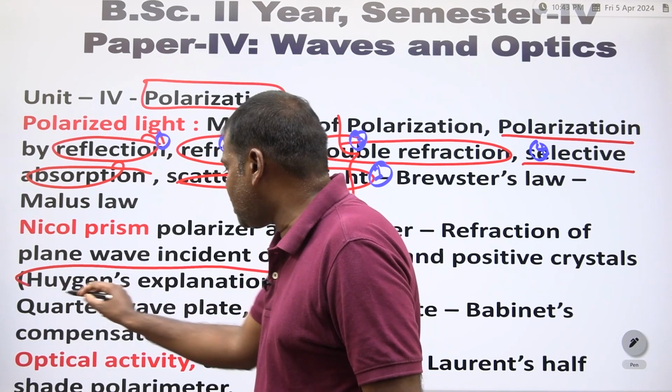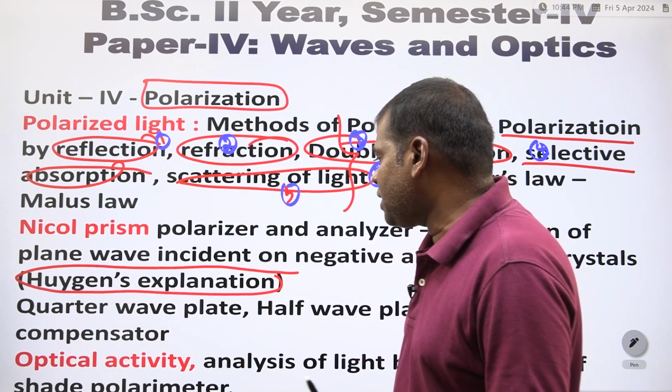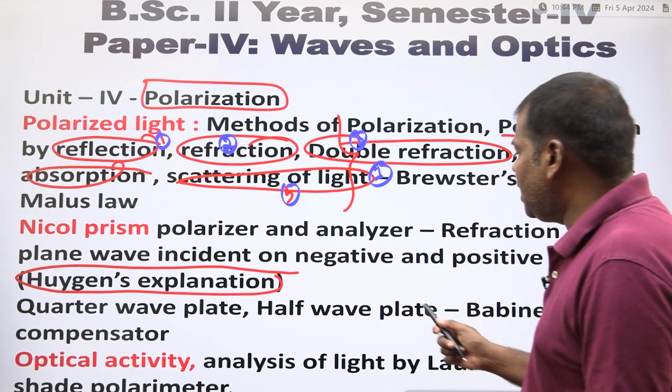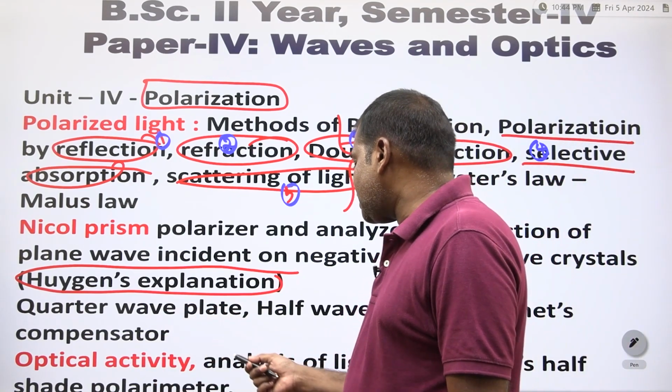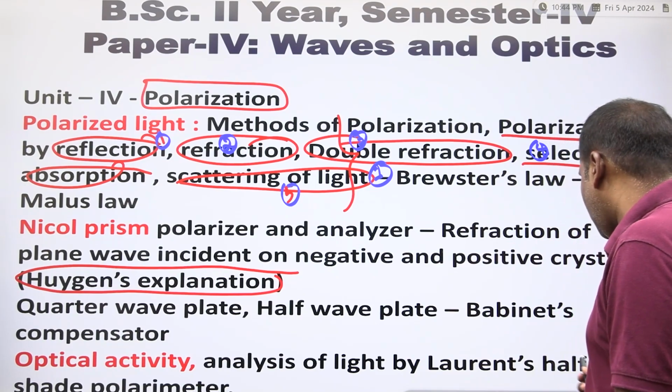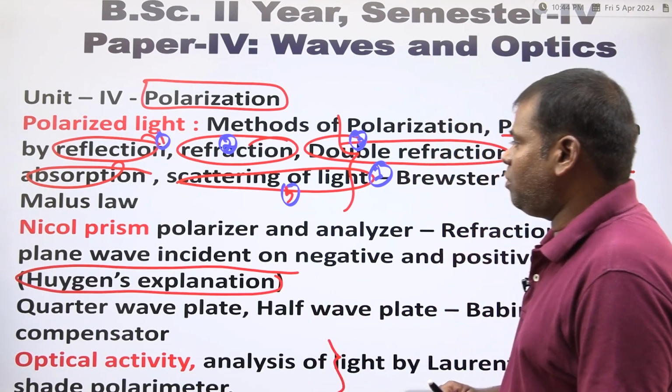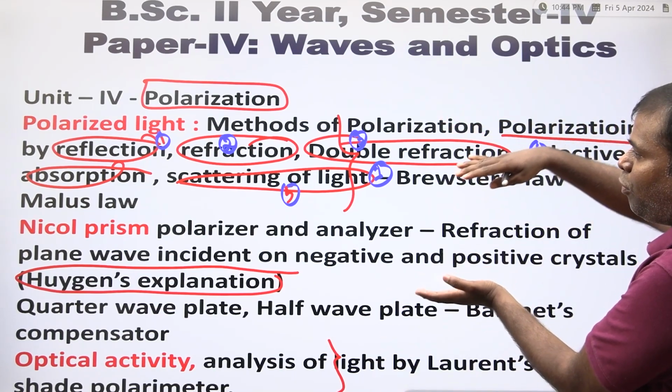Huygens explanation theory. This is very, very important. Quarter wave plate, half wave plate, Babinet compensator. This is another part. Optical activity, analysis of light by Laurent's half-shade polarimeter. This is also an important one. So, the entire fourth unit.